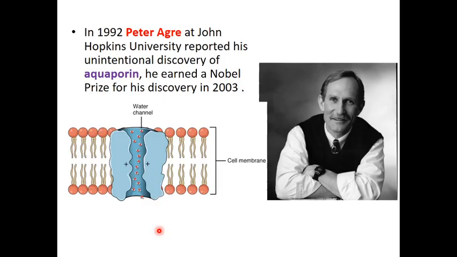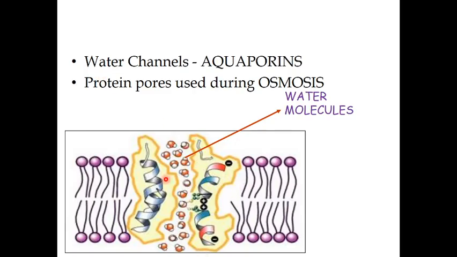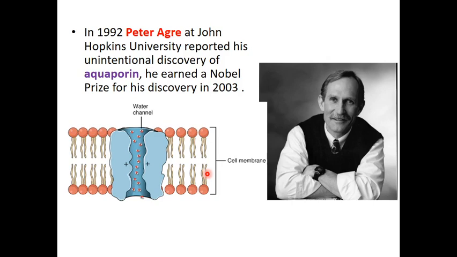This phenomenon was discovered by a scientist, Peter Agre, at Johns Hopkins University in 1992. He was studying some concept in the cell membrane, and unintentionally he discovered a very specific structure called aquaporin. This is the name of the protein. Aqua refers to water. He earned a Nobel Prize for his unintentional discovery in 2003. Just see how many years it took to prove that water molecules are allowed by these aquaporins. You might have seen the structure like this, a very complex structure, alpha helices and beta sheets, complicated protein structures, and that is how finally he discovered that concept.